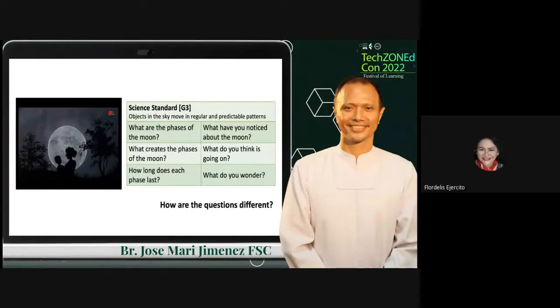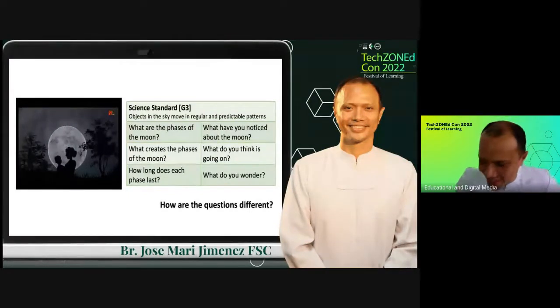The first column is more like textbook questions. The second column is experiential, more on real life, based on real life experiences. Thank you, Floor. Floor, if I may ask, which classroom would you like to be in? The first column or the second column?